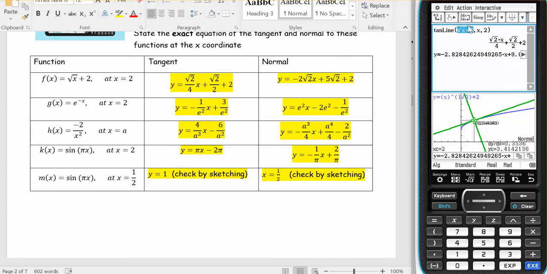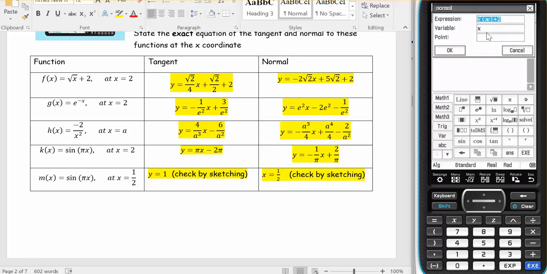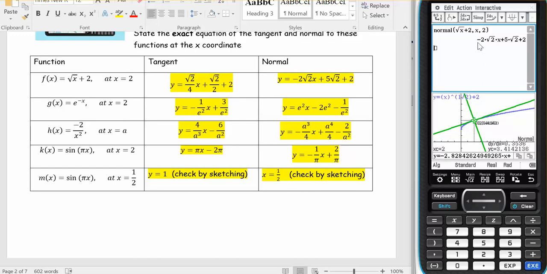And if I'm looking for the perpendicular line, Interactive, Calculation, Line, Normal, and at x equals 2. And there's the equation of the normal, and that's it there.